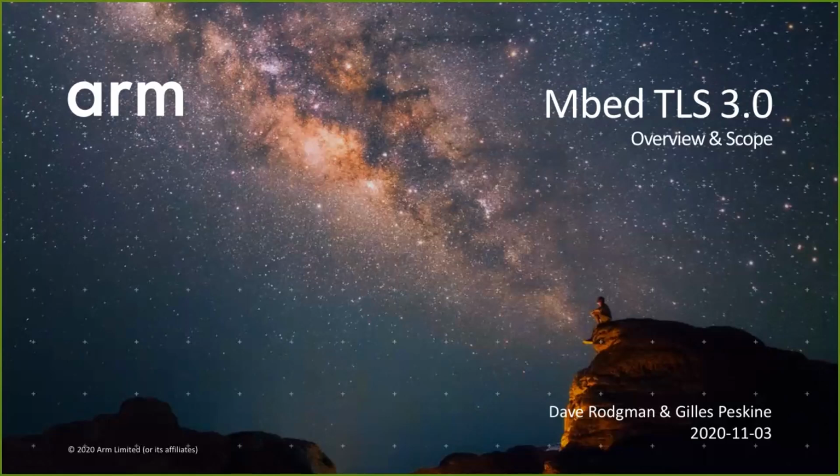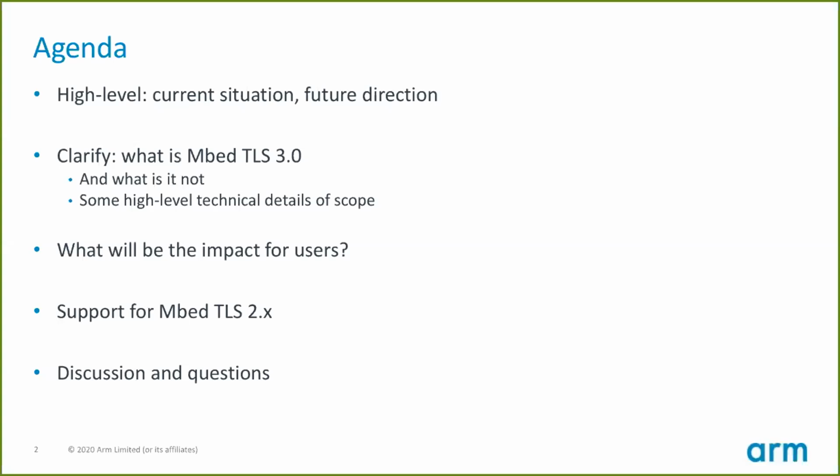The goal of this presentation is to explain what Mbed TLS 3.0 is going to be and also what it isn't. Shibu has already touched on that, but I'll go into a bit more detail. Why are we doing that? What's in it and what's not in it? What is the impact, and what does that mean for 2.x releases?